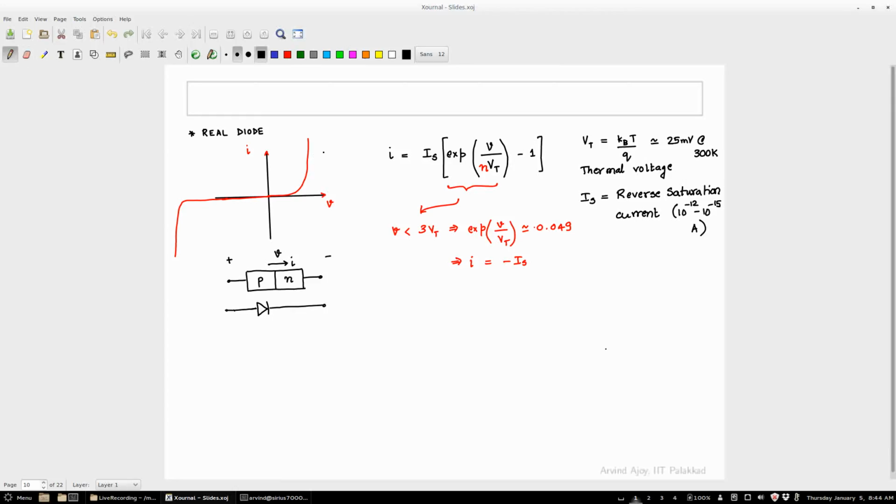Okay. Now, the correct way of looking at this is, we want an equivalent circuit. So, we should have an equivalent circuit for the forward operation. So, this is called the forward operation, forward bias. And this is called reverse, right? We want an equivalent circuit for the forward operation mode and an equivalent circuit for the reverse operation.